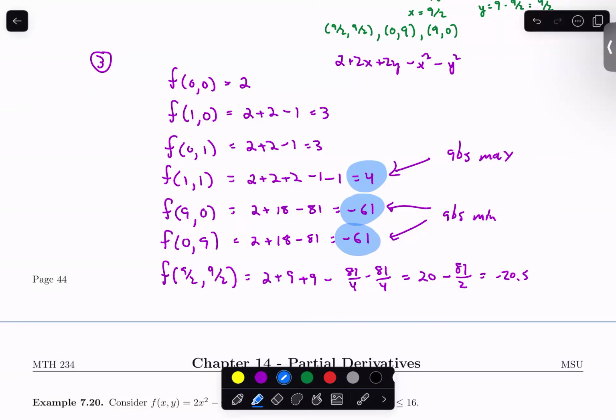In this case, the absolute maximum occurs at the point (1, 1), and the absolute minimum occurs twice, once at (9, 0) and once at (0, 9), right? So just be careful about the wording of questions and make sure that you're answering the one that's given to you. I thought I saw a hand raised. Are there any questions about this?